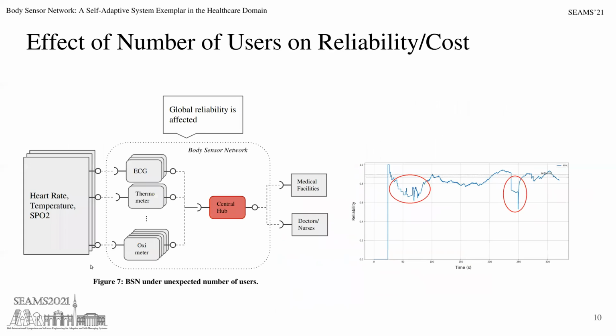The noise injection affects the reliability of the system. We capture this information by monitoring the logs generated during the application execution. In the number of users scenario, for example, we show that by increasing the number of users, the system fails to deliver correctly the service. And this is reflected in the reliability of the BSN, as you can see in the graph to the right, under these red markings.